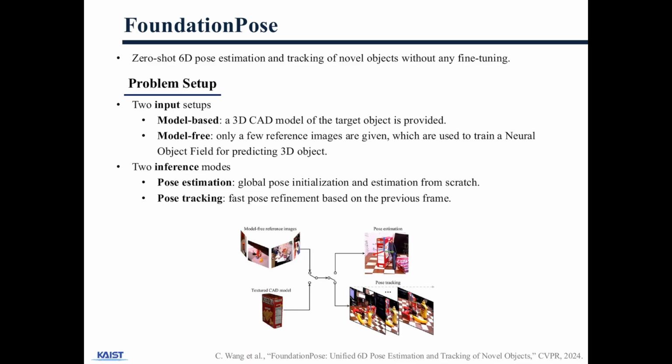Let's take a closer look at the problem setup of FoundationPose. It supports zero-shot 6D pose estimation and tracking. This means the model can handle new objects without any fine-tuning. There are two main input setups. The first is model-based. In this case, we provide a 3D CAD model of the target object. The second is model-free. Here, instead of a CAD model, we only provide a few reference images. These images are used to build an internal representation of the object.